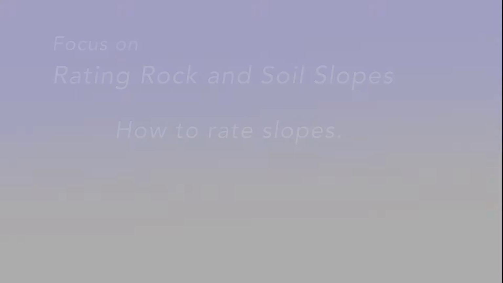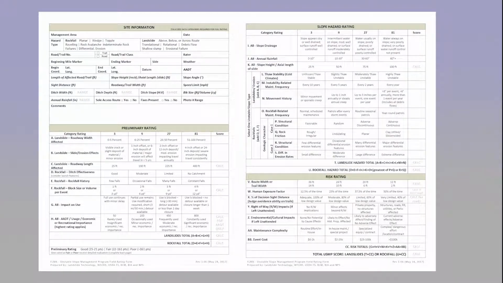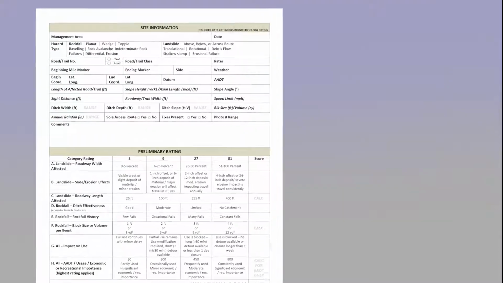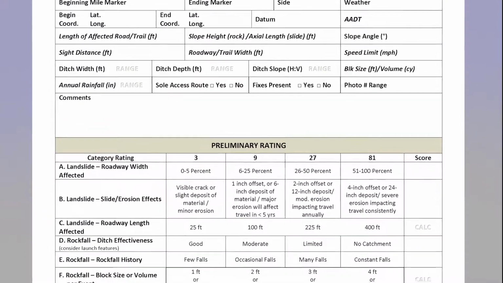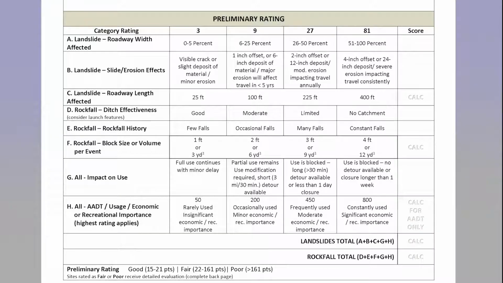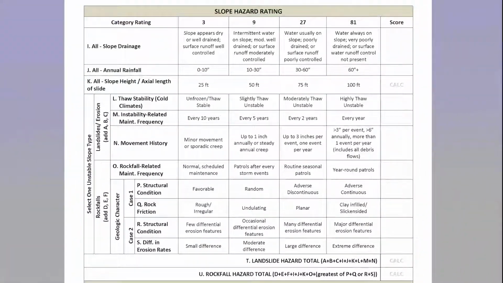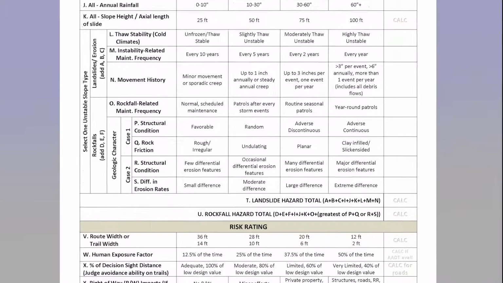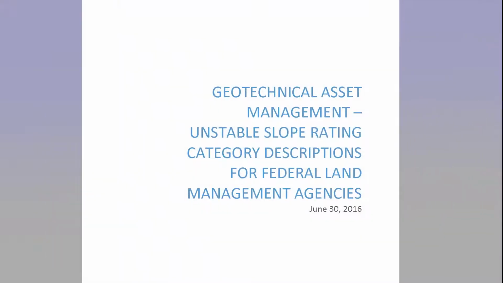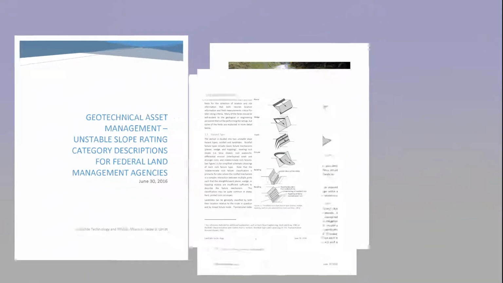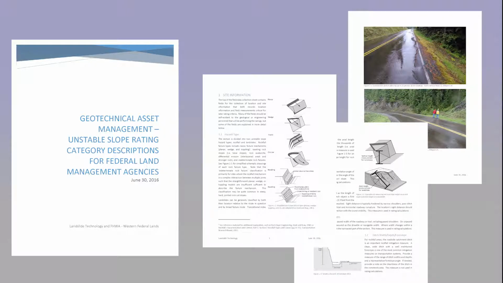By now you should have a copy of the rating form in front of you. Once filled out, this two-sided form will contain all the data needed for locating and evaluating each unstable slope. The form includes a portion for critical location information and site measurements, and preliminary rating criteria with categories specific to either rock slopes or landslides. The second page contains spaces for rating categories relative to the slope's hazards, the risk it poses, and the site's total score. Category descriptions and evaluation guidelines for each criteria are contained in supporting documentation. Now let's get started.